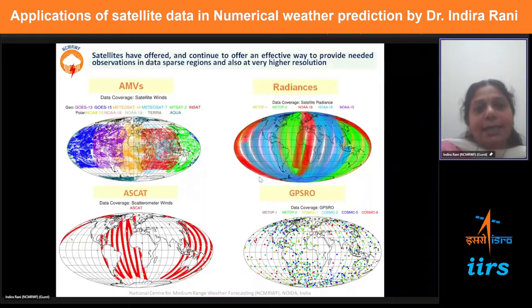Then if you see the satellite data, what are the different data we are getting from satellites, mainly for NWP application purposes? So these are the AMVs. AMVs means atmospheric motion vectors derived from the satellite images. Here you can see the full geostationary coverage, and we have the AMVs over the polar region also.